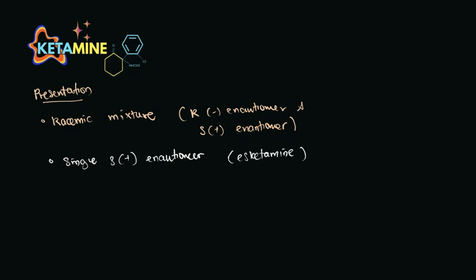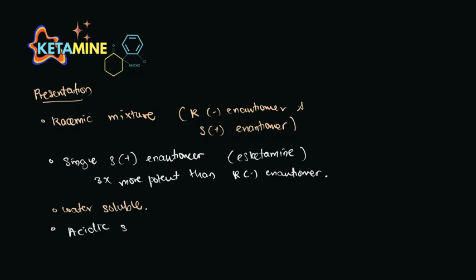So a racemic mixture of ketamine has both R enantiomer and S enantiomer, whereas the single enantiomer of ketamine is usually prepared as S-ketamine. The enantiomer pure preparation of S-ketamine is 3 times more potent than its counterpart R-ketamine. It is better in its side effect profile and is better tolerated in patients. It is water soluble, hence no pain on injection. The solution is acidic, having a pH range of 3.5 to 5.5.